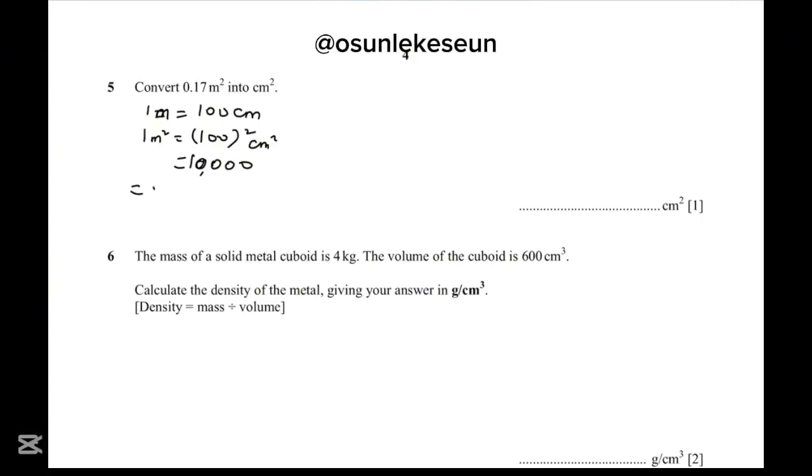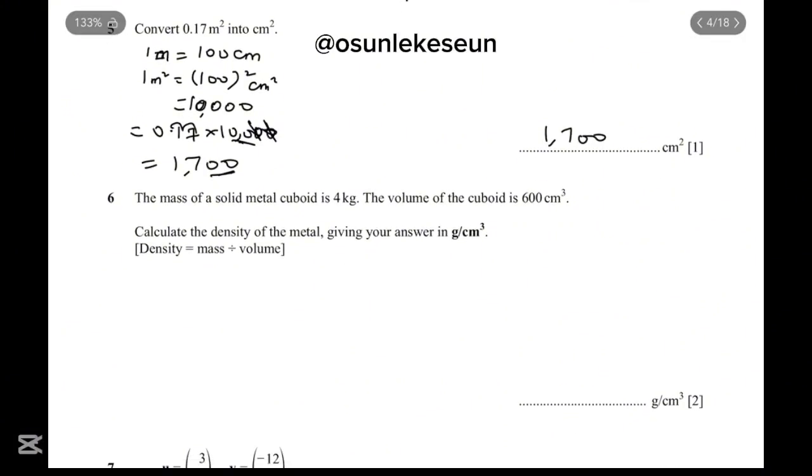So to convert this to centimeters squared, what do we do? We multiply 0.17 meters squared by 10,000, and when we do that, 2 zeros cancel out, so it's going to give us 1,700 centimeters squared. What I did in this case was take away the zeros, because I can cancel out 2 zeros and move 2 decimal places so that we have 17, and this 2 zeros I added to it, so that's 1,700 centimeters squared.